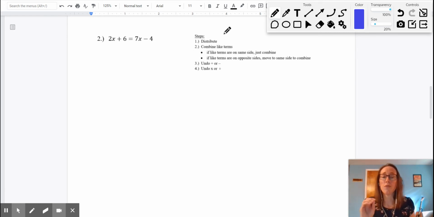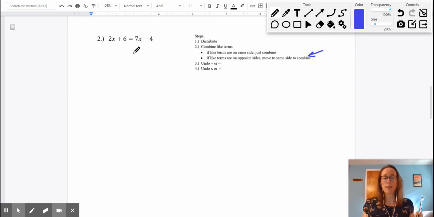Okay, so the first step is to distribute. In this case, there's nothing to distribute. There's no parentheses at all, and there's no number in front of parentheses, so no need to do that. Next, we're going to combine like terms. If the terms are on opposite sides, we have to move them to the same side to combine. So you can't just do 2x and 7x and say it's 9x, okay? Because these are on opposite sides. The 2x is to the left of the equal sign, and the 7x is to the right of it. So we need to move them to the same side.